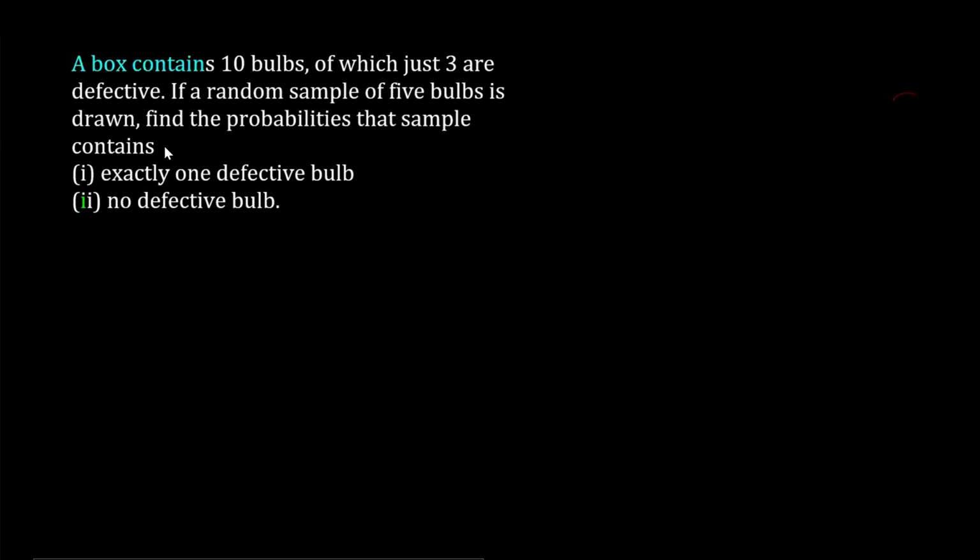This question says a box contains 10 bulbs of which 3 are defective. Further, it says if a random sample of 5 bulbs is drawn, find the probabilities that the sample contains exactly one defective bulb, and the second part is no defective bulb. So let's say the number of bulbs is 10 over here. How many of them are defective? 3 of them are defective, so the remaining 7 must be non-defective.